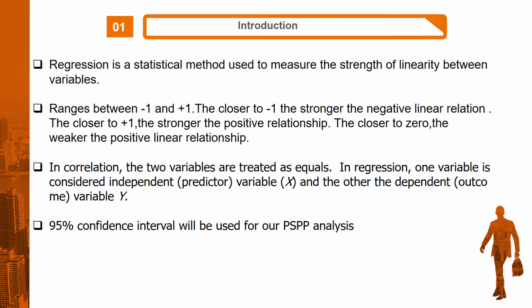Next point, in correlation, the two variables are treated as equals. In regression, one variable is considered the independent variable or the predictor variable, which is also known as the x variable. By x variable, what I mean is the variable that rests on the x-axis. The other, the dependent variable or the outcome variable, is the y variable that rests on the y-axis of our coordinates. During this study, we'll use the 95% confidence interval for PSPP analysis. So just take note of that.